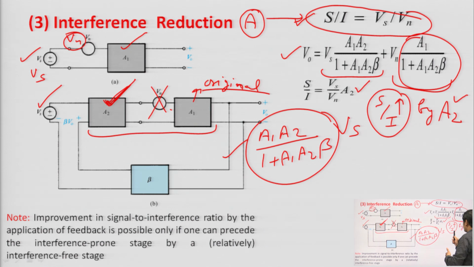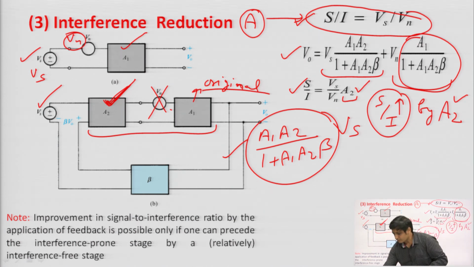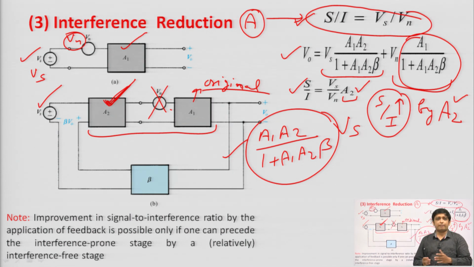If your signal to interference ratio is increasing, it means that your interference is reducing, but the constraint is that to reduce the effect of interference, we need an additional amplifier that should be noise free, that should be interference free, and that should be connected before your original amplifier, and your S by I ratio is enhanced by the factor A2. So, if we increase the value of A2, your S by I ratio will increase, fine.